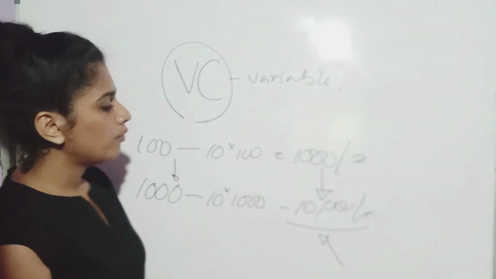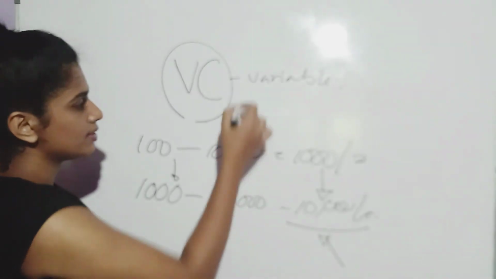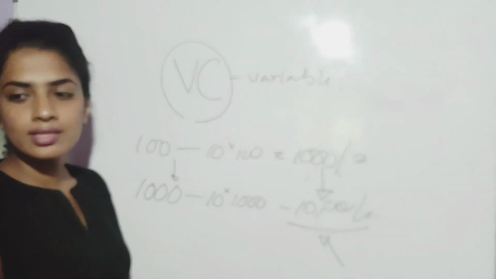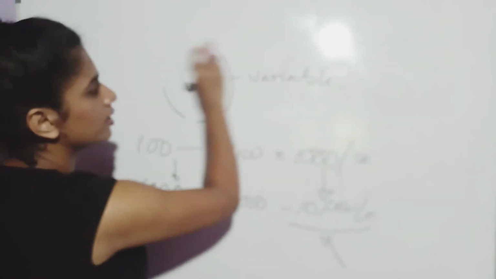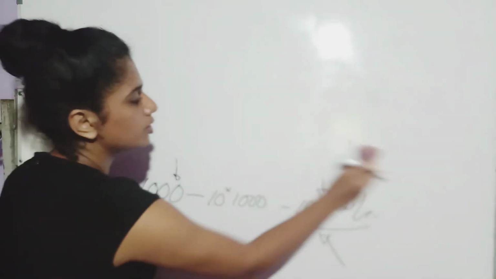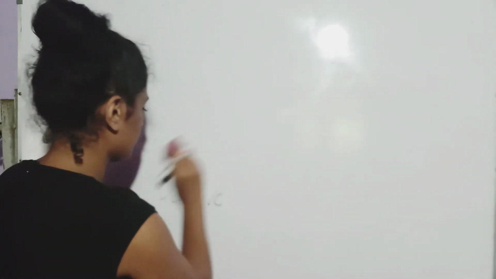Right? So when we consider both these variable cost and fixed cost, we call it total cost.